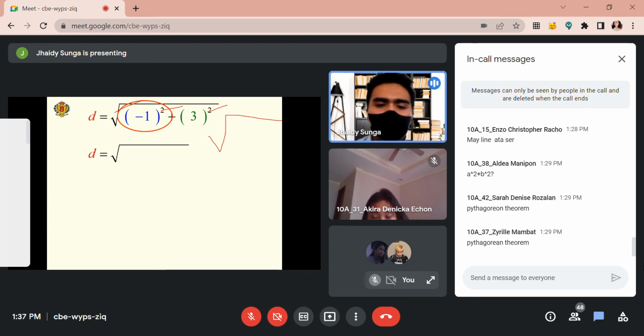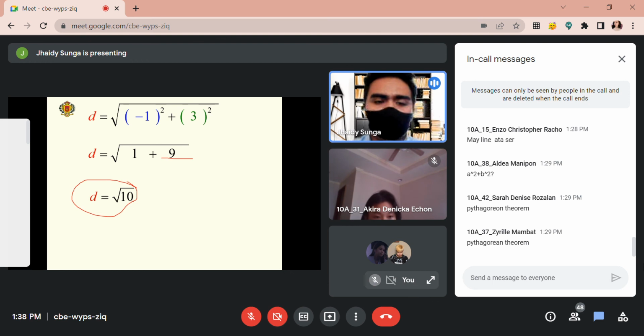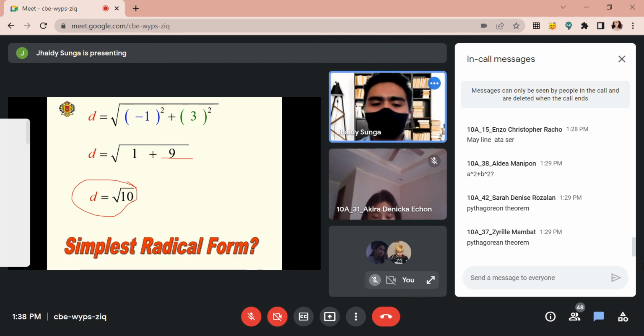It's like in PEMDAS: what you're going to do is deal within the radical sign first. After you deal with the radical sign, we have positive 1, then we put the operation and the 9. So we get the radical 10, or the square root of 10. If you ask me, is that the simplest form? Yes, it is.